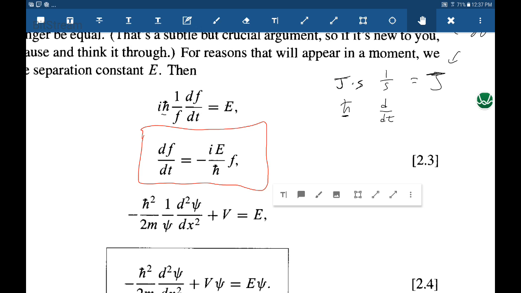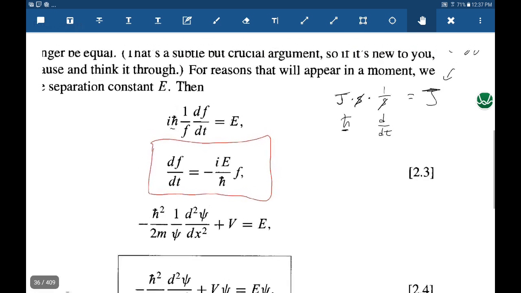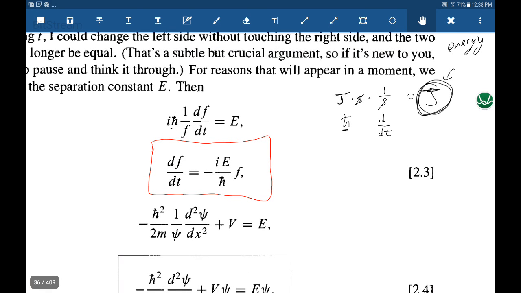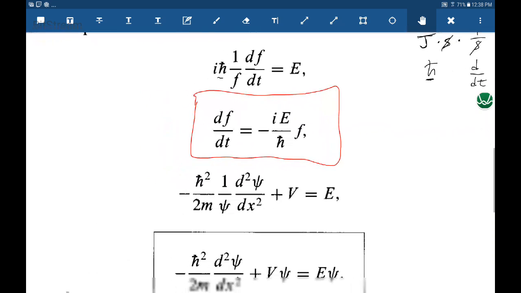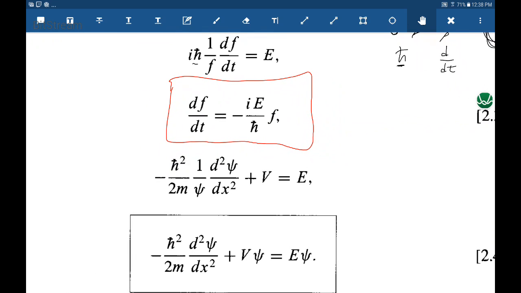I have joules times seconds multiplied by something that has 1/seconds. Those seconds cancel out. I am left with joules. Joules are energy. All energy is joules. If somebody says that they can feel your energy, that means they can feel your joules. There is no energy that's not a joule. That's what energy is. So that means that this constant that this has to equal has to be an energy.